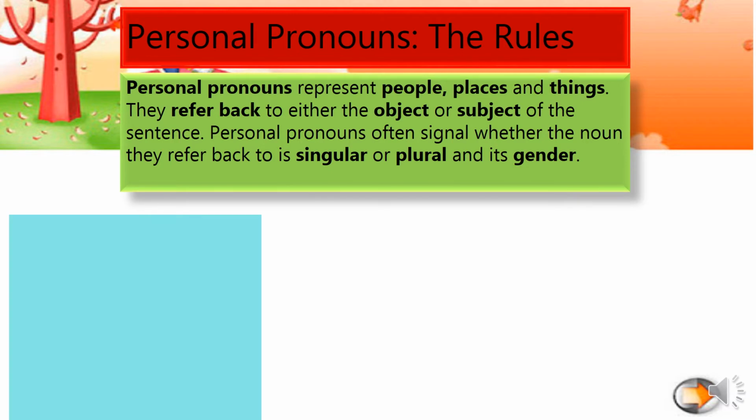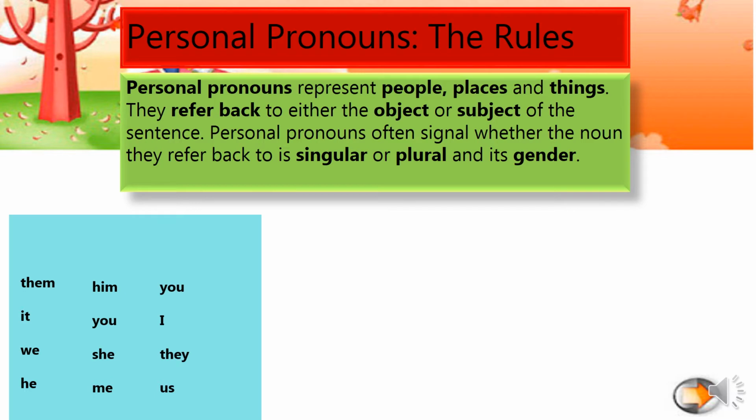Now, personal pronoun, the rules. Personal pronouns represent people, places and things. They refer back to either the object or subject of the sentence. Personal pronouns often signal whether the noun they refer back to is singular or plural and its gender. Now let's see the words we can use in personal pronouns. Them, it, we, he, him, you, she, me, you, I, they, us. These are called personal pronouns.